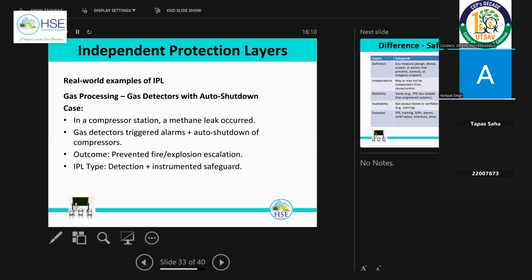Suppose there is a methane gas leakage or H2S gas leakage. In that case, what happens? Normally, in case of fire or explosion, there is a concept of lower flammability limit or lower explosive limit.